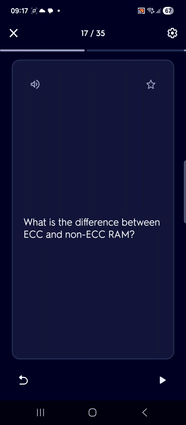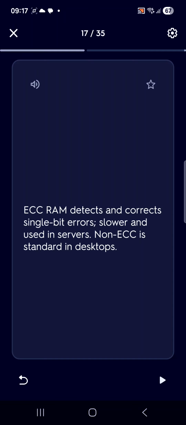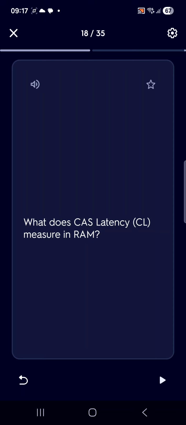What is the difference between ECC and non-ECC RAM? ECC RAM detects and corrects single-bit errors, is slower, and is used in servers. Non-ECC is the standard in desktops.